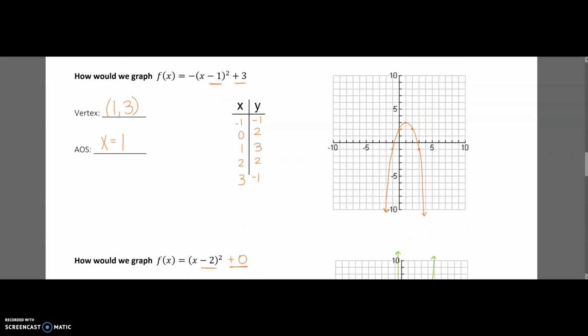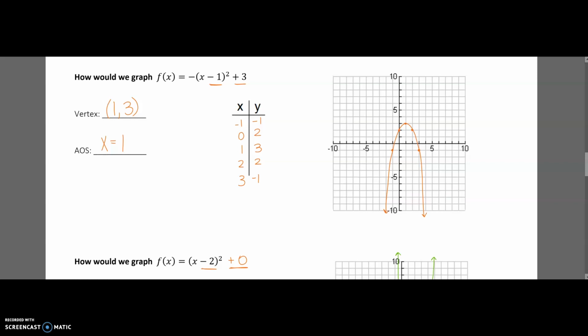On my second graph that we did today, we have an A value that is negative. So when my A value is negative, that means my graph is open down. When you have a graph that's open down, that means that your vertex is a maximum. When your vertex is a maximum, that means that it's at the top of your parabola, like you see right there.